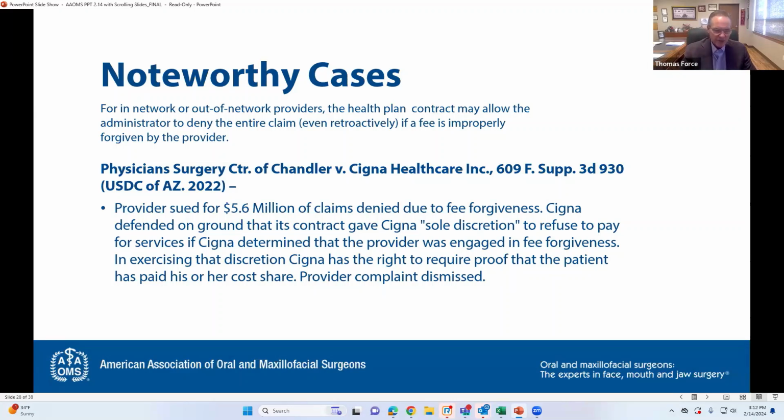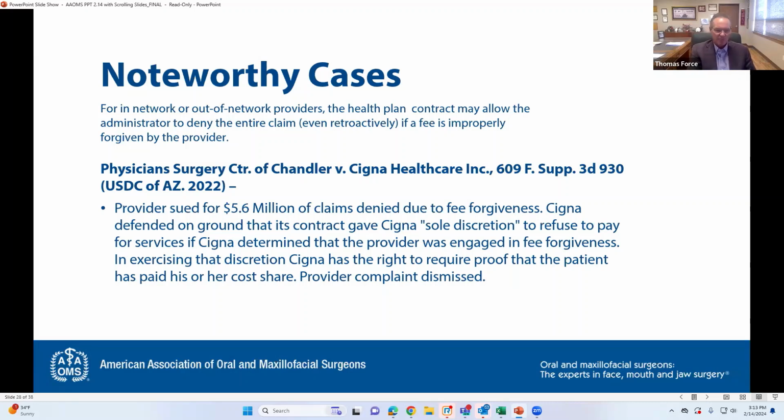So in this instance, my little note on top is that for in and out of network providers, health plan contracts may allow the administrator to deny the entire claim, even retroactively. We don't have to pay going forward, and we're going to do a take back, a refund on all the claims retroactively. So if a fee is improperly forgiven by a provider, they could retroactively deny and take back claims, and deny claims on a going forward basis. And here's an example of it.